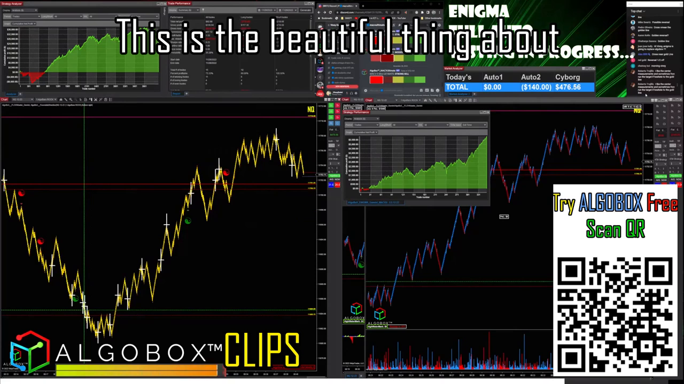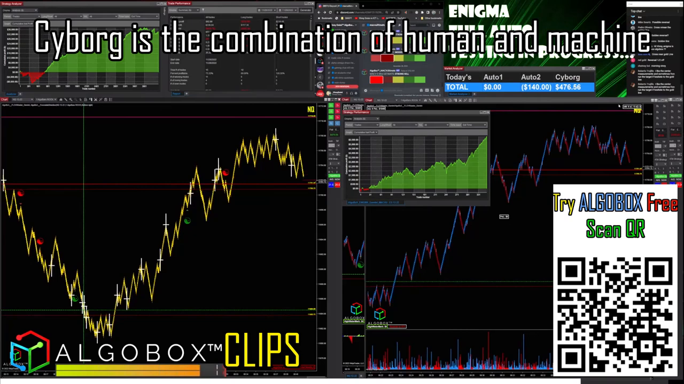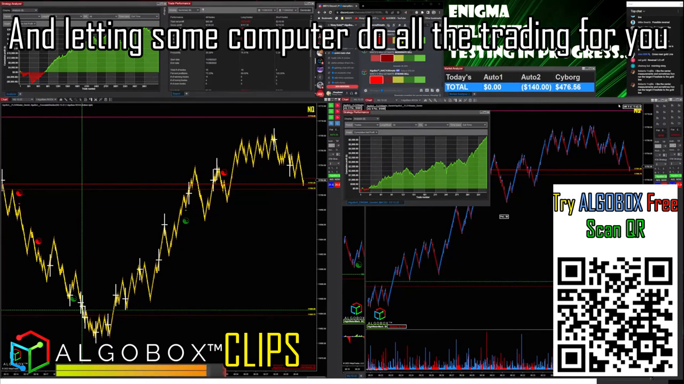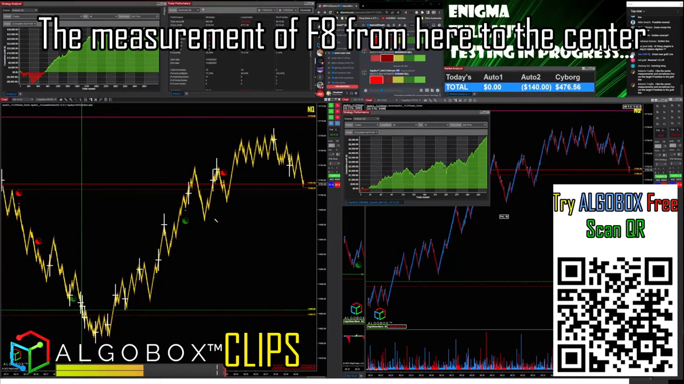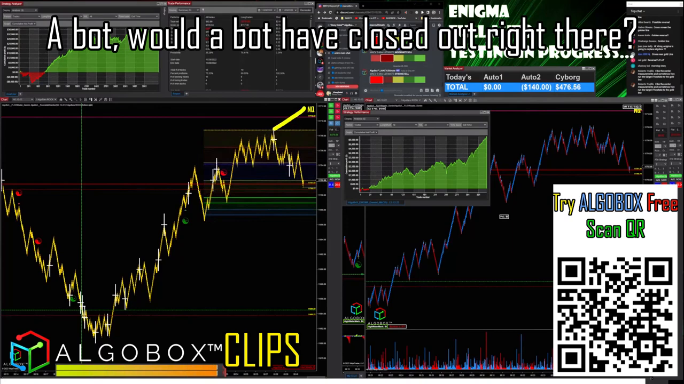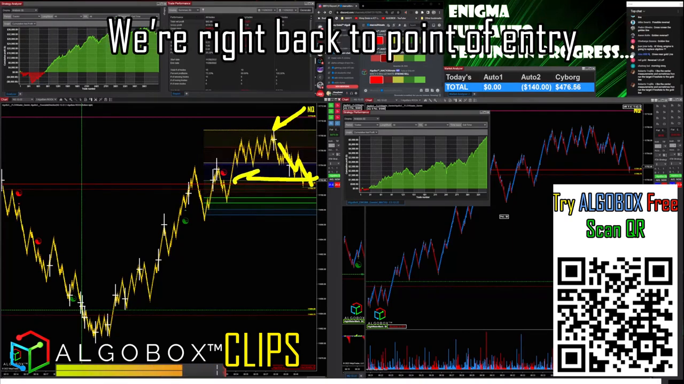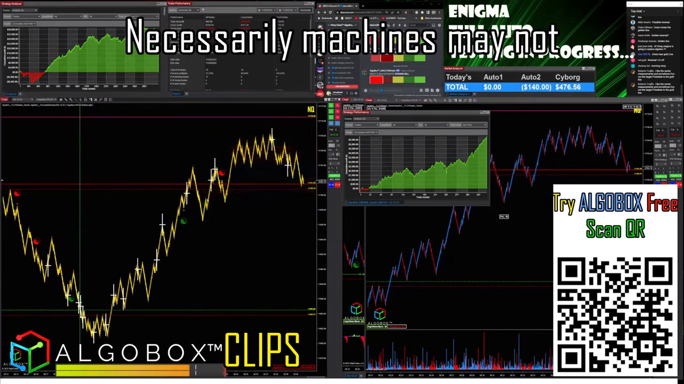This is the beautiful thing about why I say that Cyborg is still better. Cyborg is the combination of human and machine. A lot of people think that full auto is everything and letting some computer do all the trading for you. Look at that one. If that had been religiously taken or mathematically formulated for the measurement of F8 from here to the center, would a bot have closed out right there? It's sitting there holding out for its target, and now it missed the whole thing, right? We're right back to point of entry. But humans can make adjustments, while machines may not.